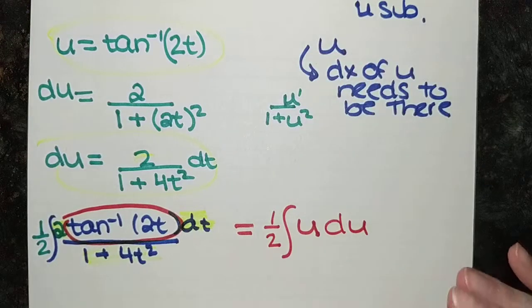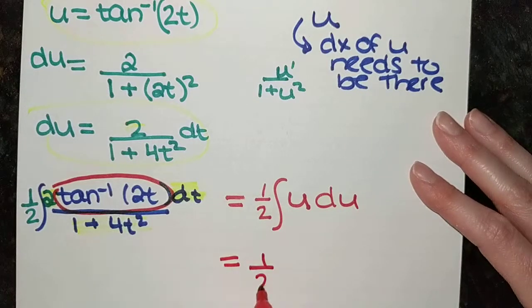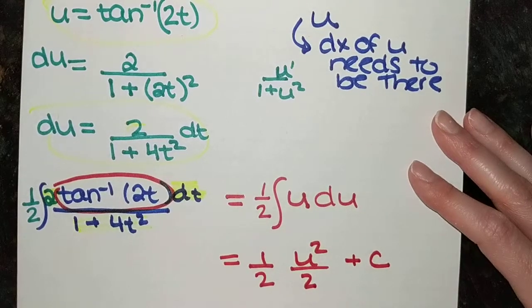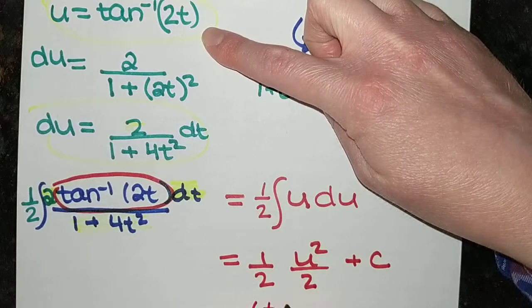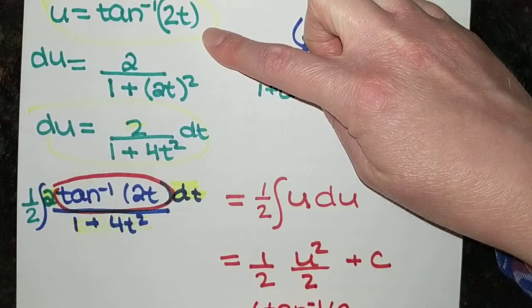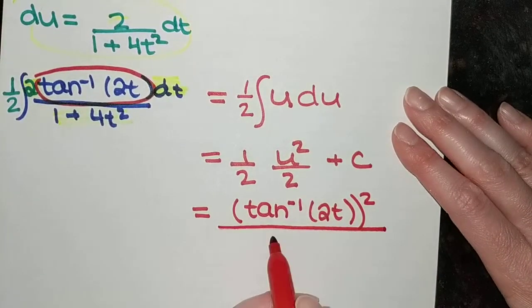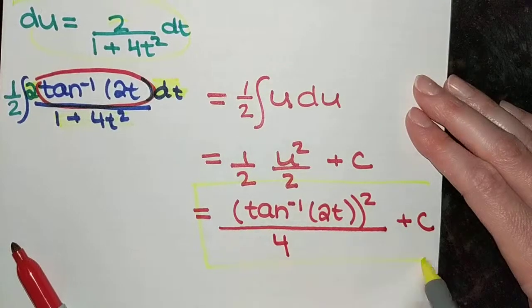Okay? So now everything is replaced in terms of u, and so now you can do the whole add 1 to the exponent, divide by the new exponent, and add your plus c. So that gives you u, which again, as we defined up above, is tan inverse of 2t quantity squared, and then all over 4 plus c. And so this is your final answer.